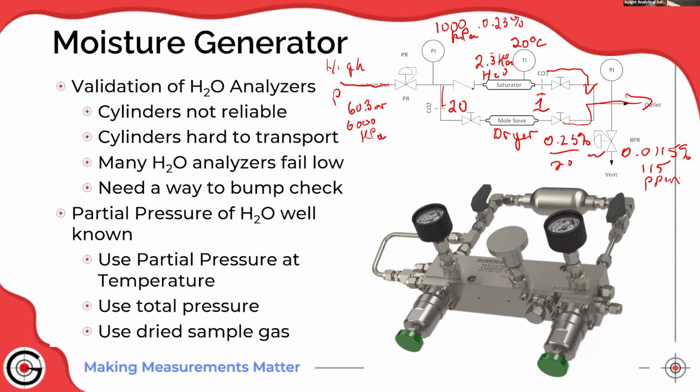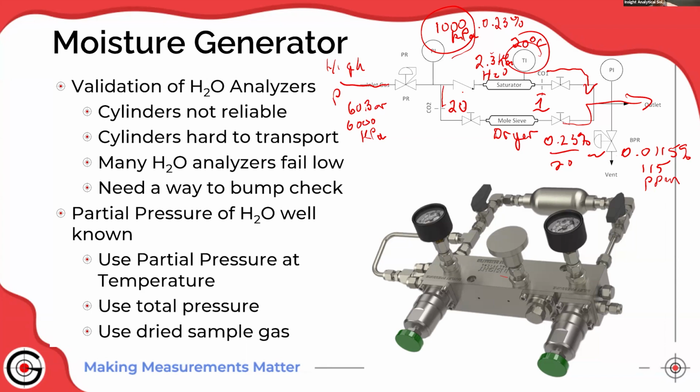So by knowing the pressure that I've set the regulator at and the temperature the block is running at, assuming that the block comes to me with a calibrated dilution ratio, I can generate a known concentration of water vapor.